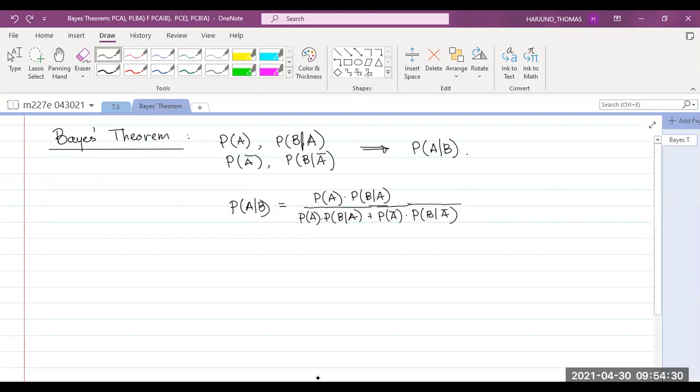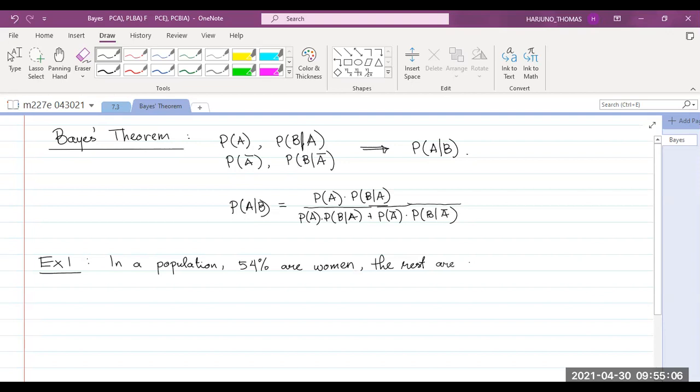Now let me do the following. How do we apply Bayes theorem? Let's say, for example, in a population, 54% are women, and of course the rest are assumed to be men.